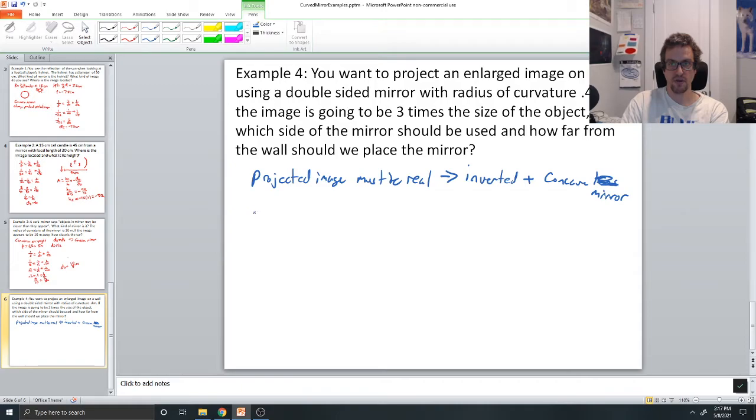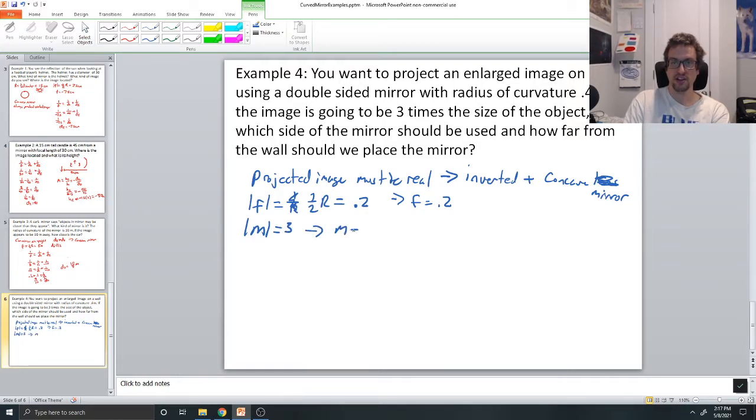Well, I've got 0.4 as my radius of curvature. So F, the absolute value of F, equals 1/2 the radius of curvature, which is 0.2. Because it's concave, I know it is going to be positive, so I can say that F is positive 0.2. Okay? Now, this says it's 3 times the size of the object. 3 times the size means the absolute value of the magnification is going to be 3. But because it's inverted, we can say that the magnification is negative 3.